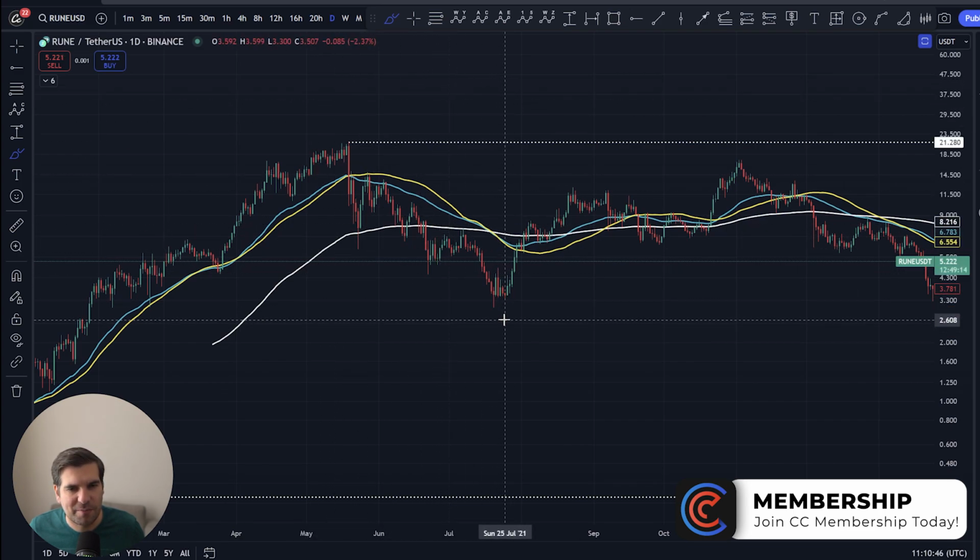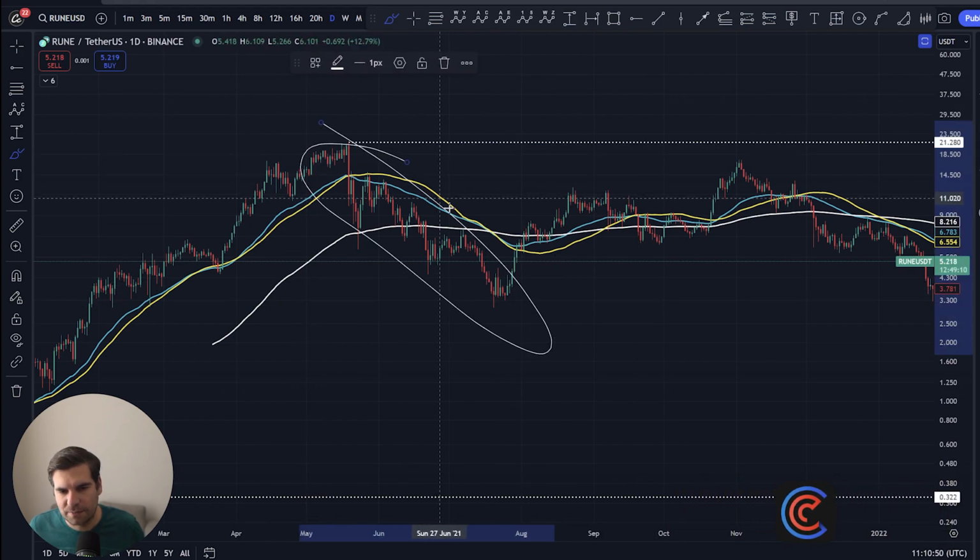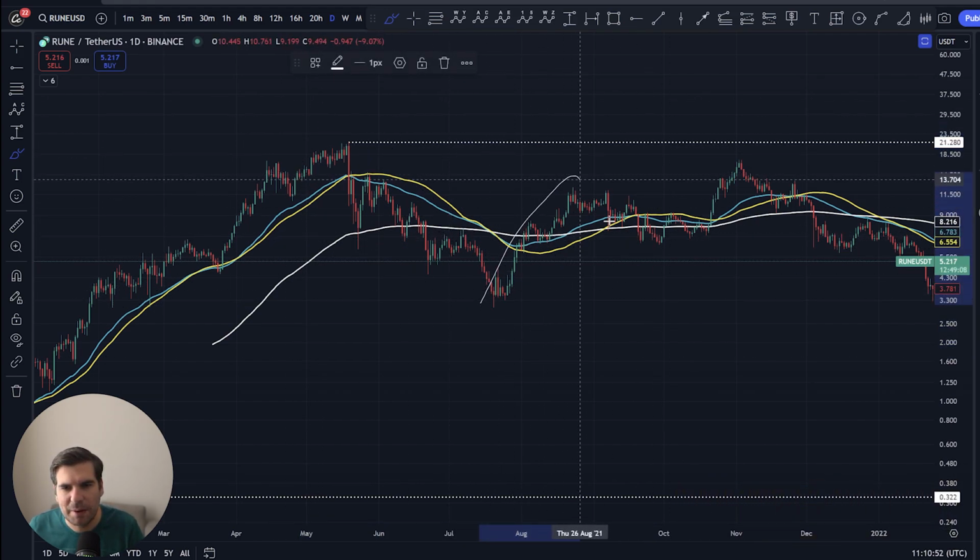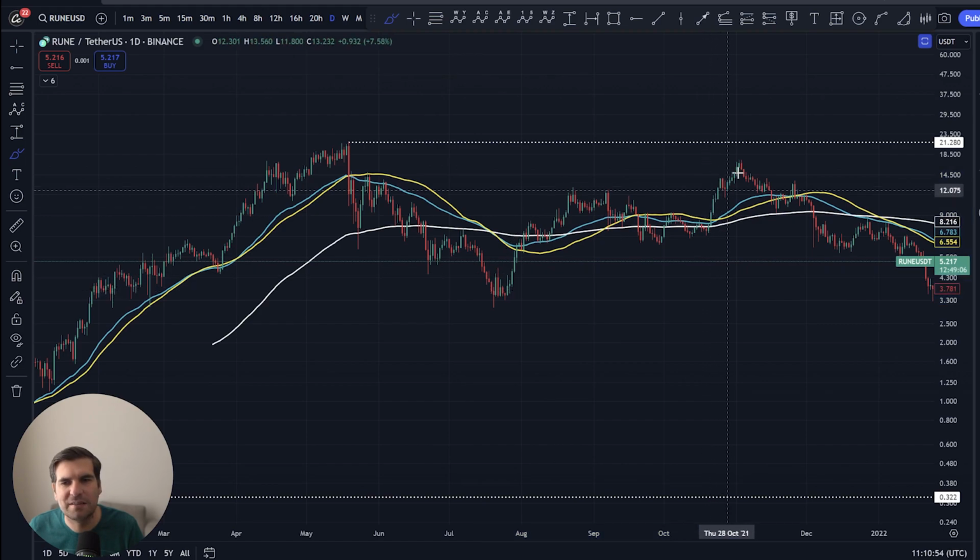Okay, it looks like a 3-wave pattern, but it's actually not. It's a W, X, Y, X, and Z. So very corrective. Move down here, we bounce up. Again, the bounce to the upside is a corrective 3-wave pattern. You can see that it just lacks that kind of move to the upside.